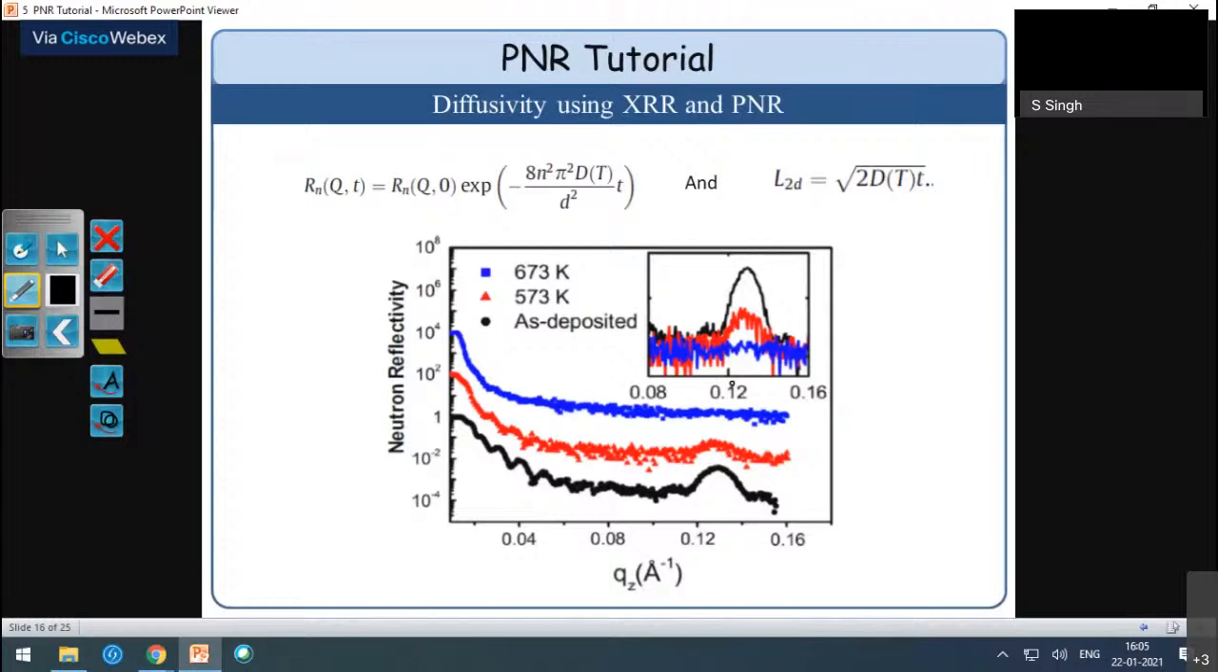Near the Bragg peak, three reflectivity patterns are plotted on the same scale. From this relation, if you put in the reflectivity at as deposited and the reflectivity at different temperatures, you will calculate the DT value. This is diffusivity. And once you know the diffusivity from this reflectivity pattern, you will get the diffusion length of that particular element at the interfaces. This is very handy for studying this kind of property in solid state physics also.